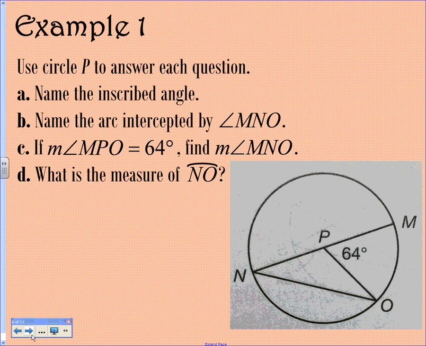Okay? So let's look at an example. We're going to use the circle down here at the bottom to answer the questions. In circle P, P is the center. So it's an example of all of those definitions and the two theorems that we just talked about, all in one. So we'll go over them individually.